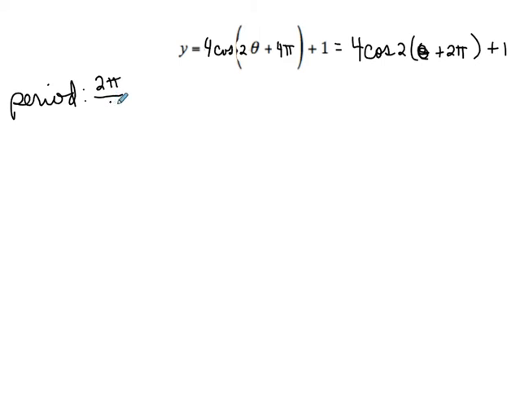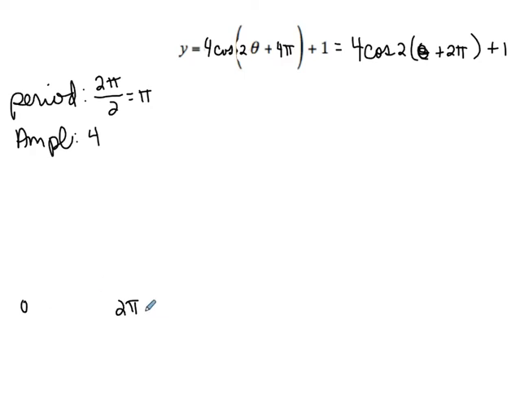Divided by b, so my period is pi. My amplitude is the absolute value of a, or 4. Now, I'm going to figure out the values that I'm going to put on my x-axis.